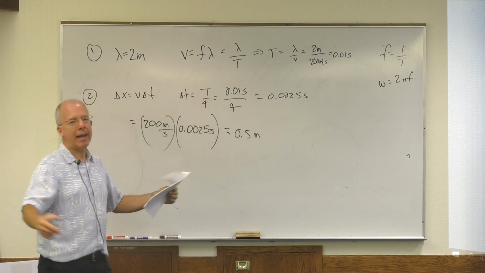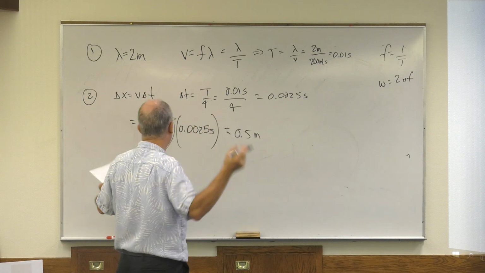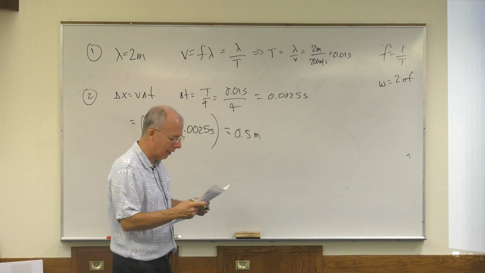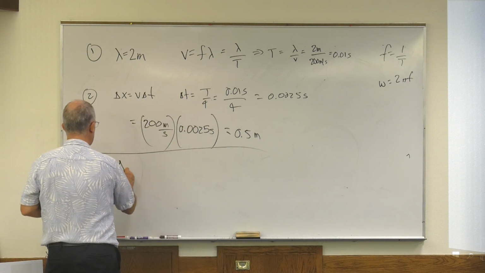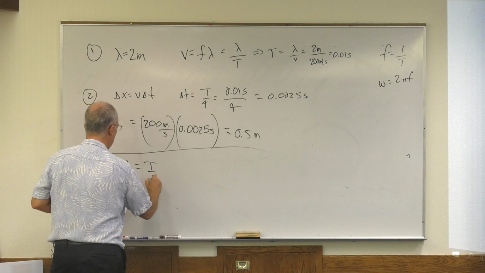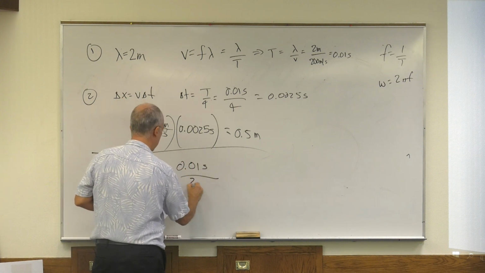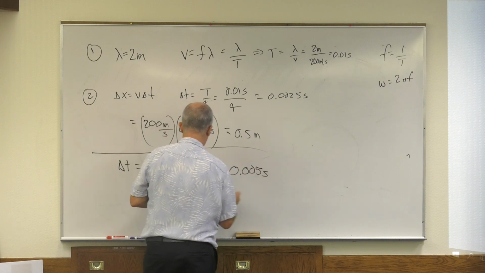Well, gee, isn't that what we had the last time? Yeah, but this is just another way to do it, right? So we just shifted a half a meter, right? That's what we did the last time. Okay, let's do the other one. So now we want delta t to be a half a period. Well, that's 0.01 seconds over 2. So that's 0.005 seconds, right?